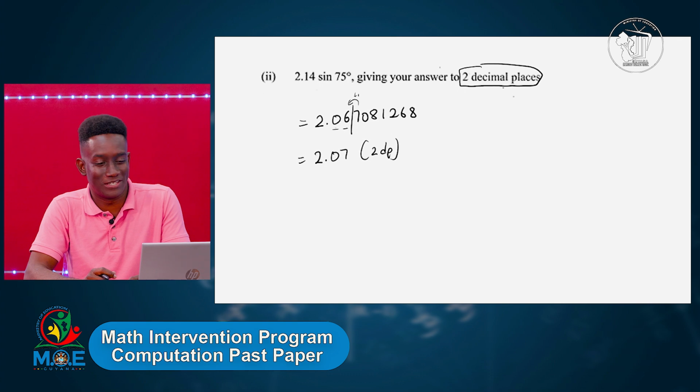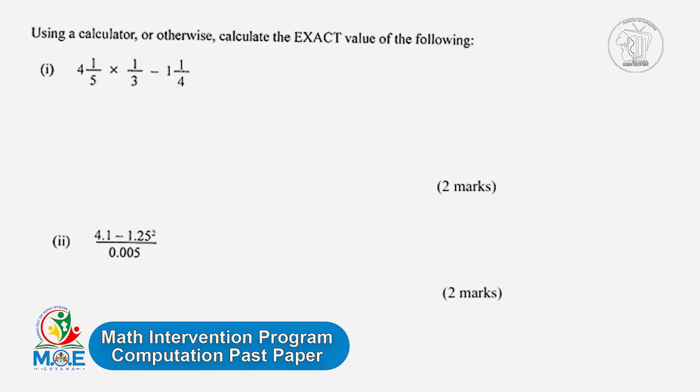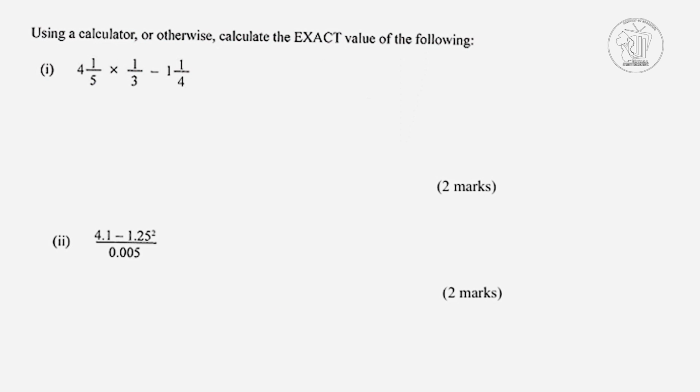Cool, calm, and collected. So let's move on to the next one. The next one says, using a calculator or otherwise, calculate the exact value of, and we have this going on here. So let's work out part 1. What we do, we change all to improper. So this will be multiply and then add. 4 times 5 is 20. 20 plus 1 is 21 over 5 multiplied by 1 over 3.